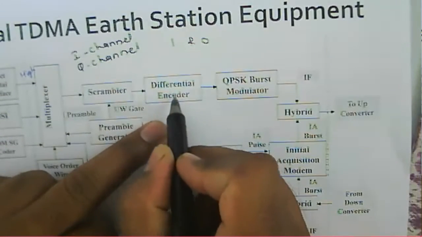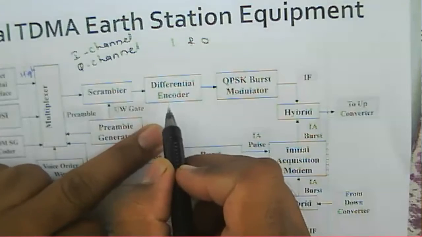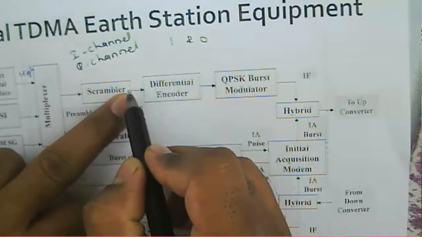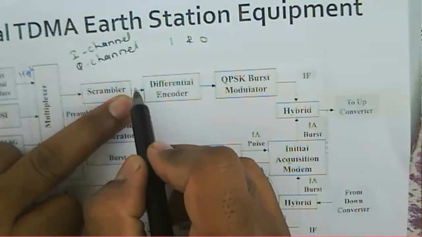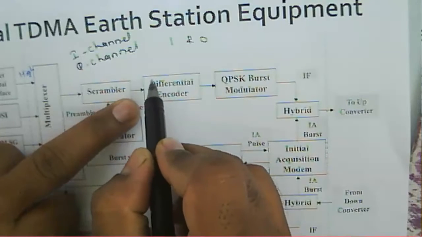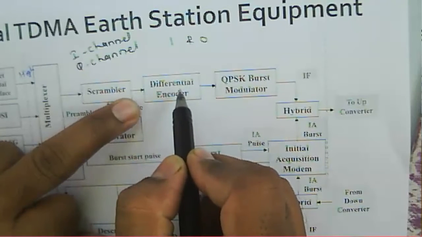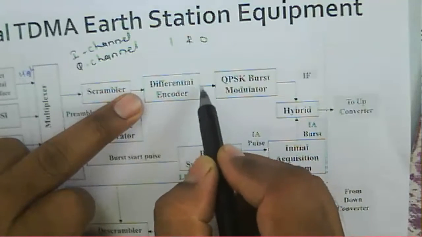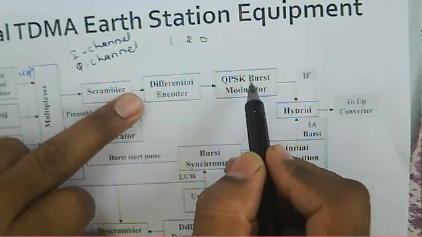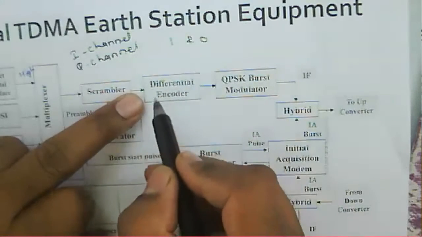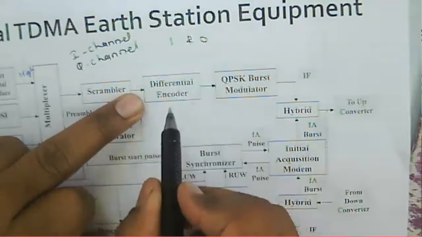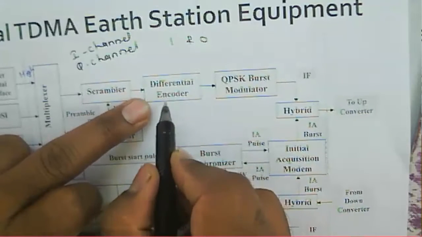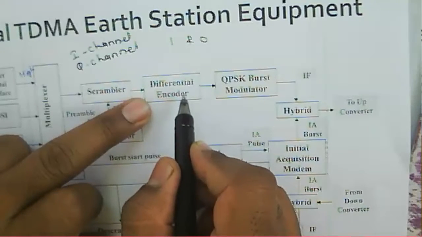Next is the differential encoder, and we have the QPSK modulator. The output of this scrambler is applied to the differential encoder, and the output of this differential encoder will be applied to the QPSK modulator. This differential encoder is used here to avoid the phase ambiguity at the receiver carrier recovery circuit.